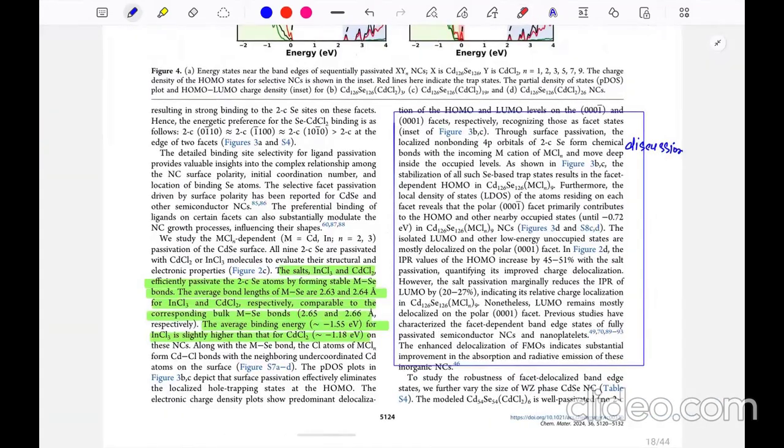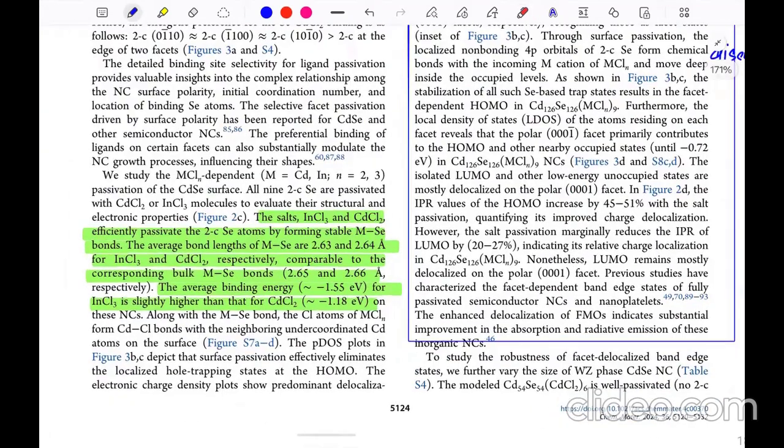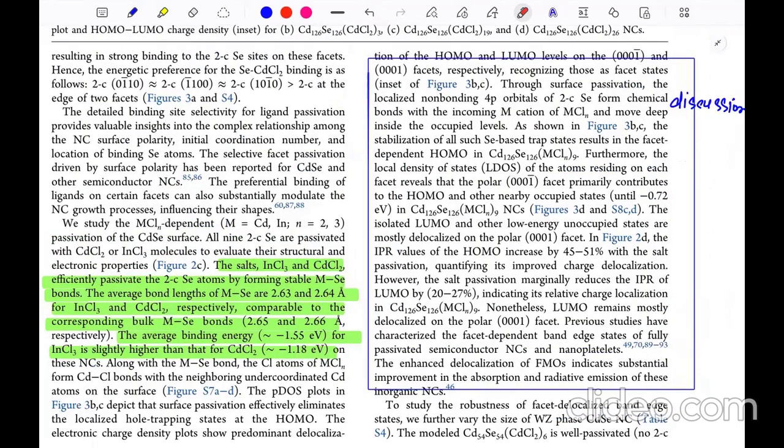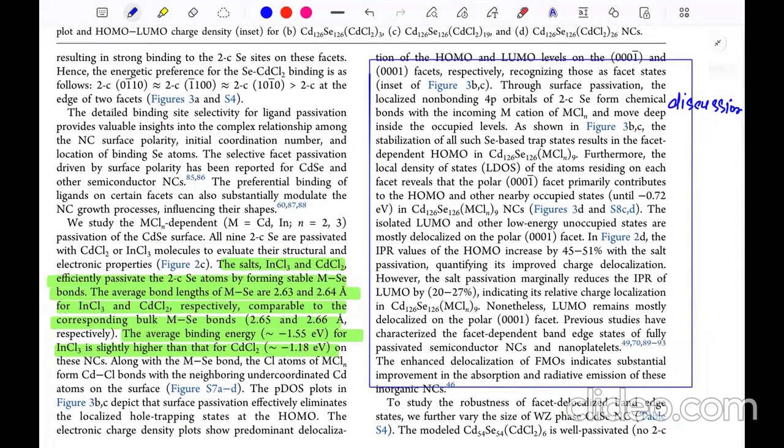Here also, if you see, metal salts like indium chloride and cadmium chloride efficiently passivate the two-coordinated selenium atoms by forming stable metal-selenium bonds, and the average metal-selenium bond lengths are this. So this is the result part, and this is the discussion part, how those things are helping. If you read about it, you will get the idea.